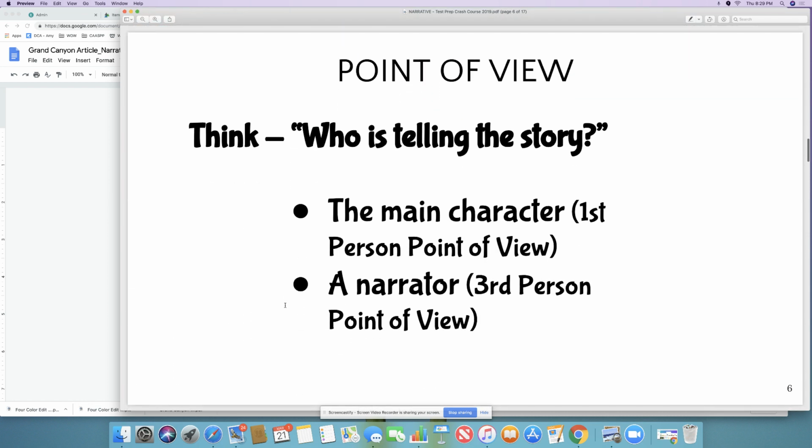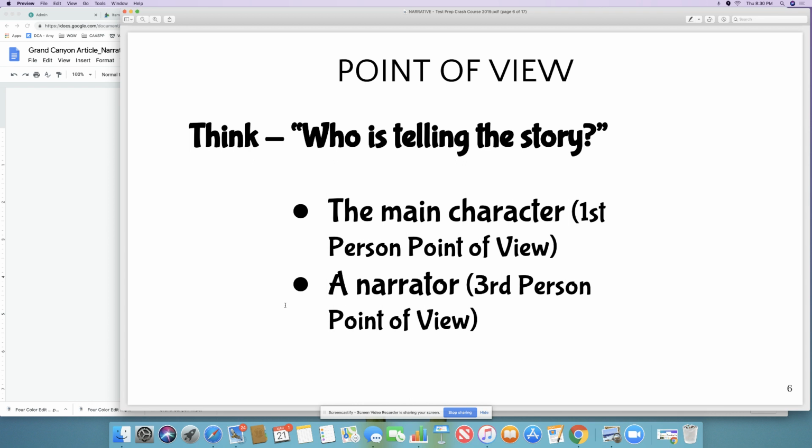Now, the other acronym you'll hear me refer to is the POV. Now, that's the point of view. And I don't know if you've ever noticed this before, but somebody always has to tell the story. That person is called the narrator. Now, there are two ways that a point of view can be expressed in a story. Either the main character can tell the story. That's called the first person point of view.